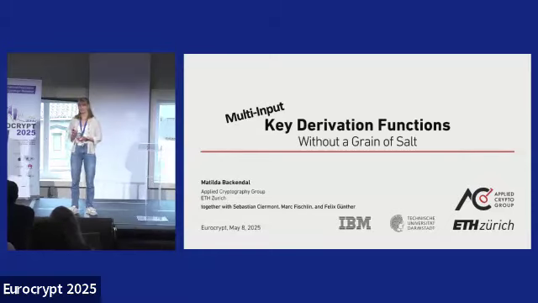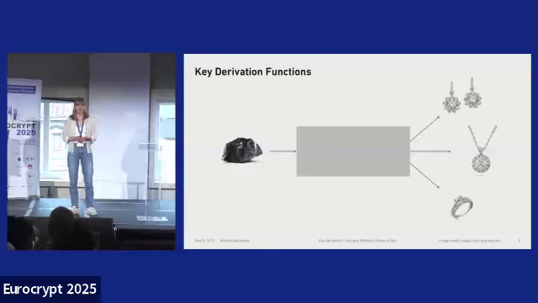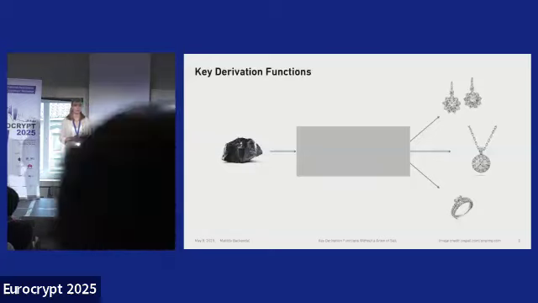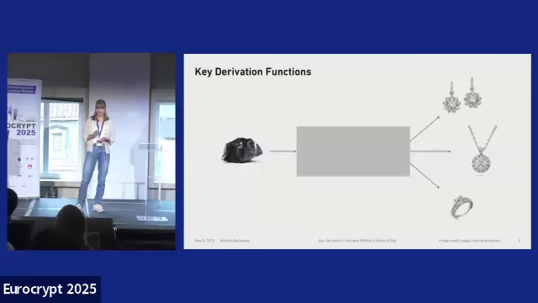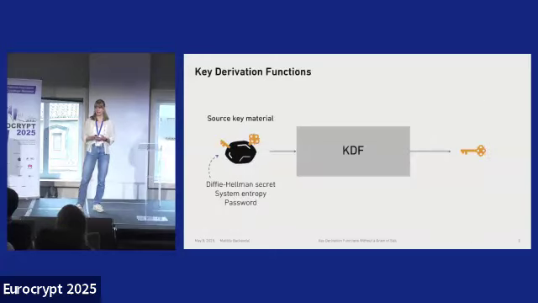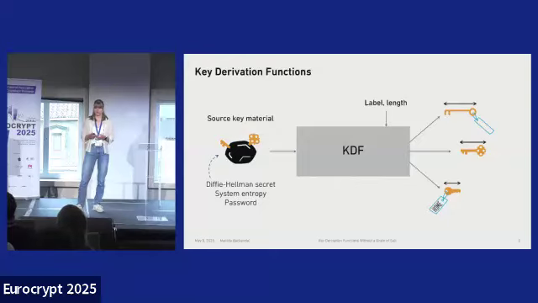So what is a key derivation function? Well, it's kind of like the cryptographic analogy of a factory, which turns coal into jewelry. So a key derivation function, or KDF for short, takes as input some raw entropy. And this can, for example, be a Diffie-Hellman secret or some system entropy. And it turns it into useful cryptographic keys. Now, just like when making jewelry, we can get multiple outputs. So by providing a label and a length input to the KDF, we can get keys of different lengths and for different purposes. So how does a KDF work internally?